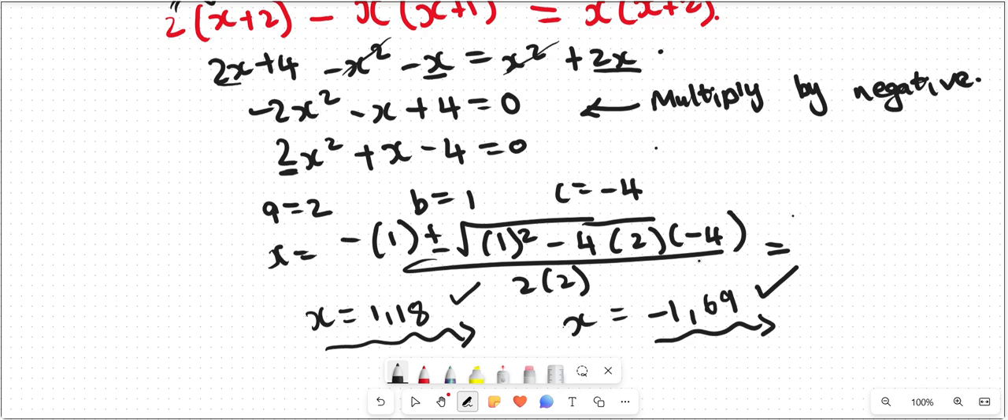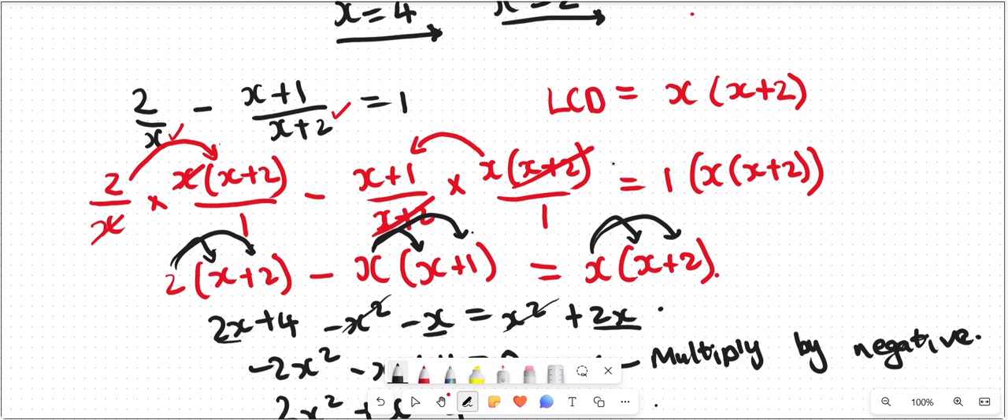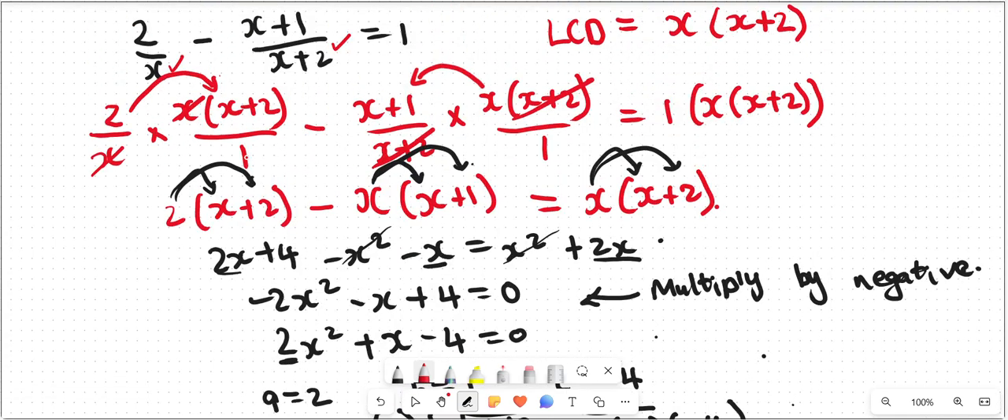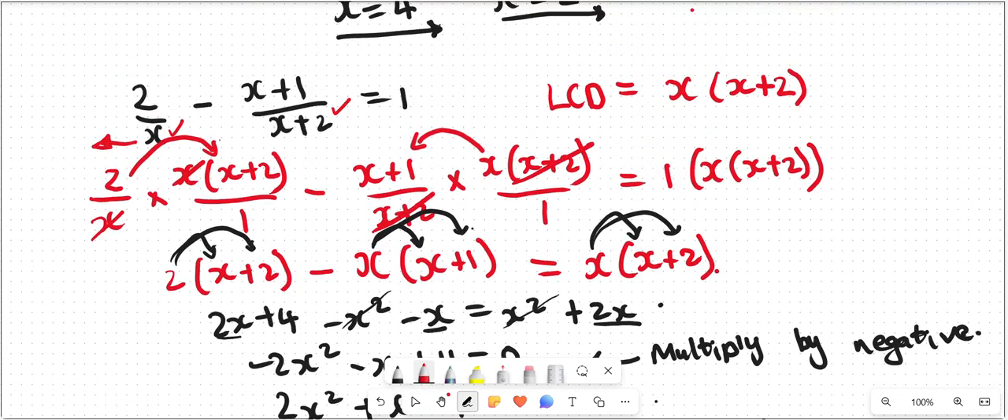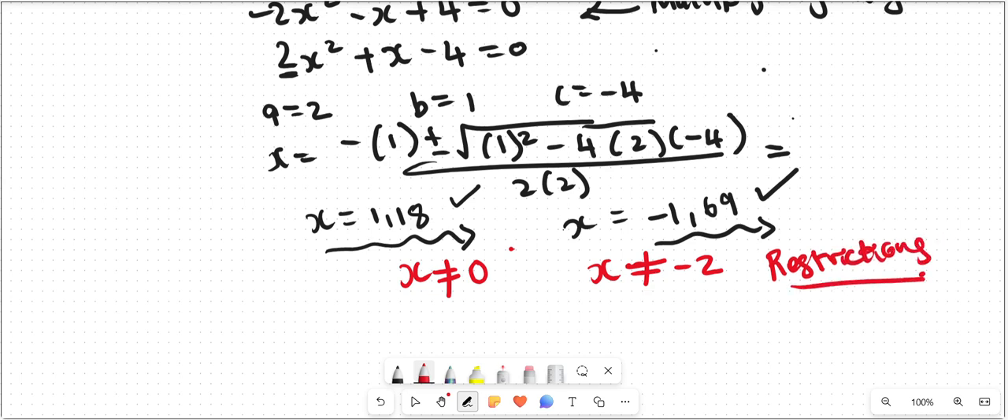But again, as much as you get your solutions there, there's one last thing that I need to state, my restriction. So my first restriction is that x cannot be equal to 0. Why? Because of this fraction here. And then for this guy here, x cannot be equal to a negative 2. So these are my restrictions. So you have to always state these guys. If you forget them, you might lose 1 mark for this type of questions. All right, let's do the next one.